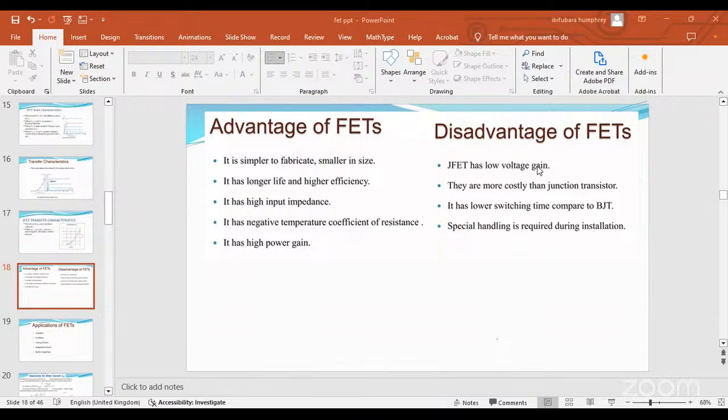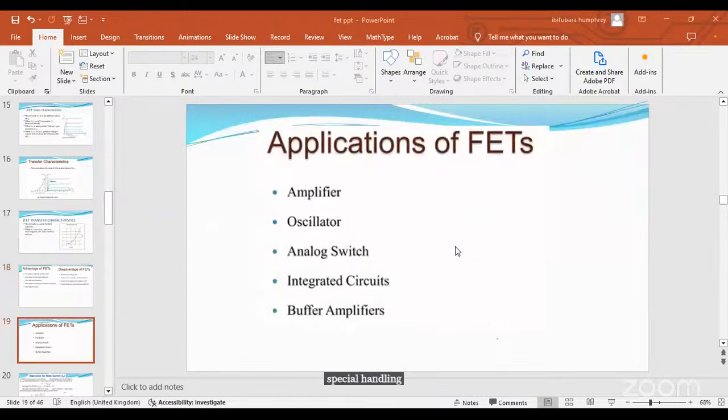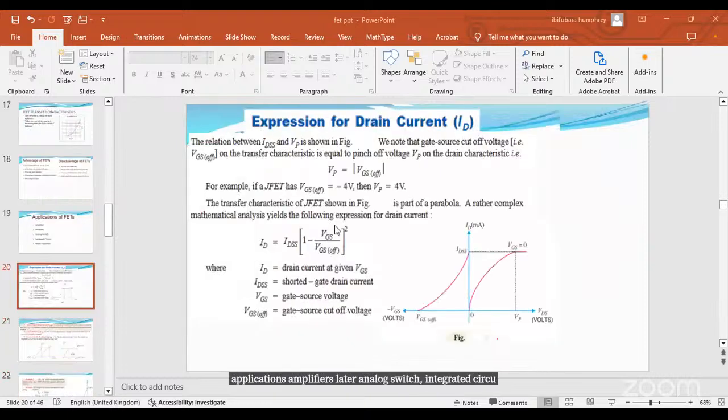A low voltage gain. Of course, voltage gain is output voltage over input voltage. So if the input voltage is high and output voltage is low, it means that the voltage gain will be very small. They are more costly than BJT. It has no switching time compared to BJT. Special handling is required during installation. Applications: amplifier, oscillator, analog switch, integrated circuit, and buffer amplifier.